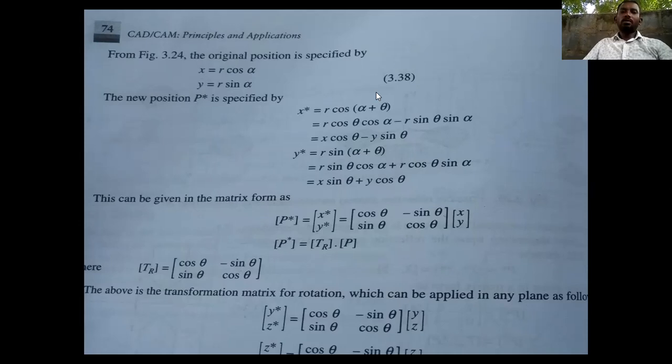The first one is scaling, then reflection, rotation, and zooming. So these are the four types.